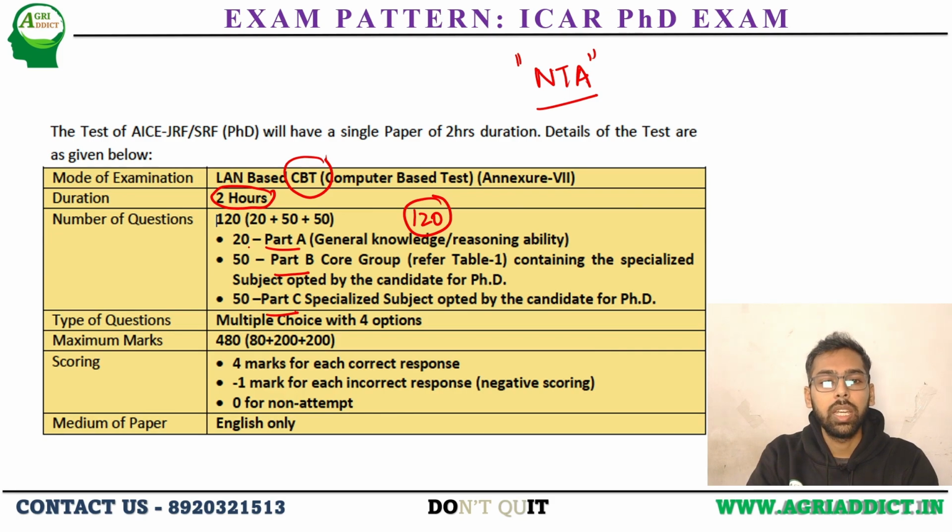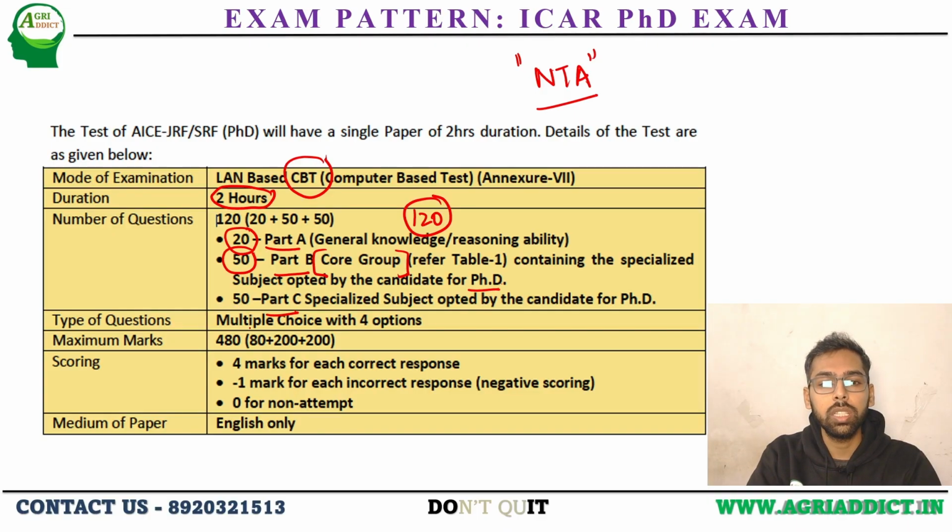Part A consists of 20 questions, from general knowledge or general agriculture as well as reasoning and ability. Then the next 50 questions are in part B, which is said to be the core group. It contains the specialized subject opted by the candidate for the PhD. And then part C comprises questions mostly dedicated to the specialized subject, in which the student is pursuing the masters or has completed the masters.